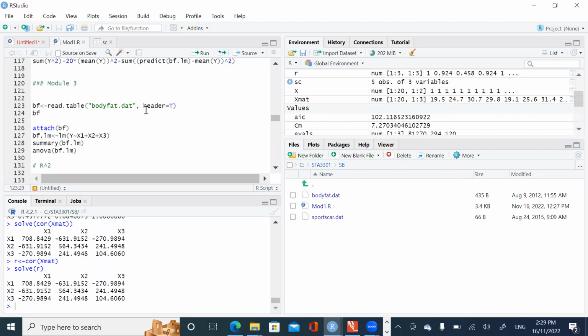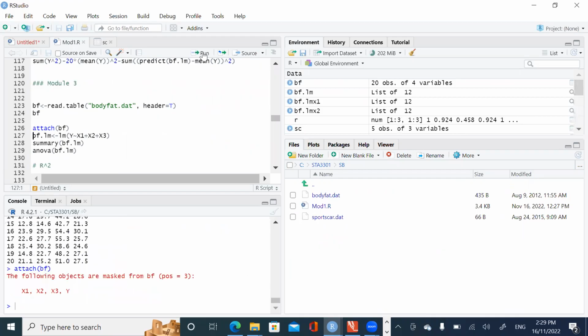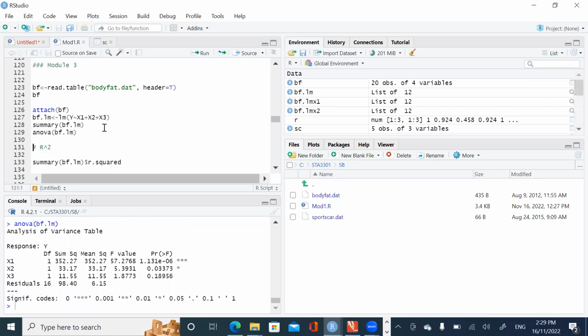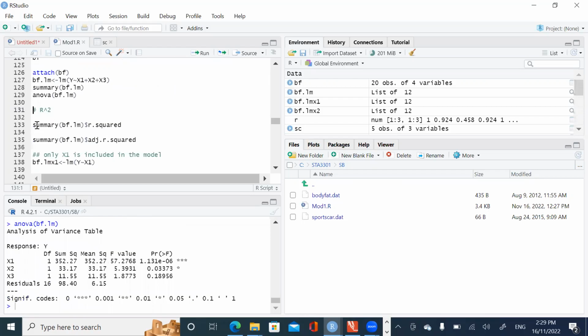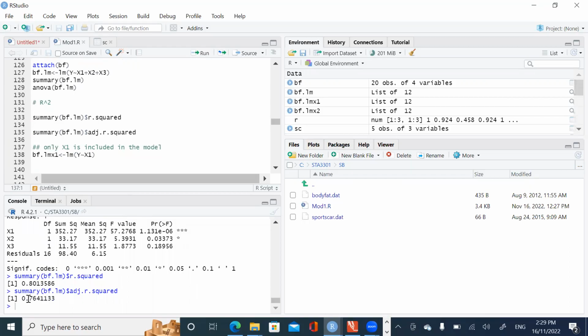Look, here is the body fat data set. So let's read that data file. This is the full model here, and we can calculate everything. If in the full model we write summary of that full model, R square, this will give us an R square value of 0.80. And if we write adj.r.squared, then it will give us the adjusted R square value. This is if we include all of the variables in the model.